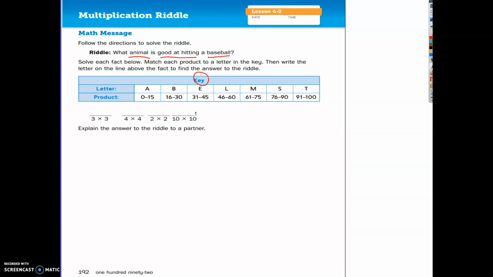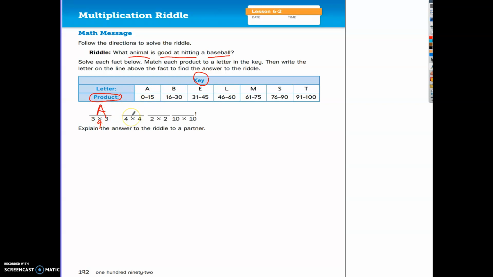So let's think about this. 3 times 3. What is 3 times 3? Well, 3 groups of 3 is 9. And you can go ahead and write the little answer underneath the problem, like that. Write the product down. So then I have to go up here and look where my product is. So if my product is between 0 and 15, I have to put an A down. Well, 9 is in there, so I'll put an A down.